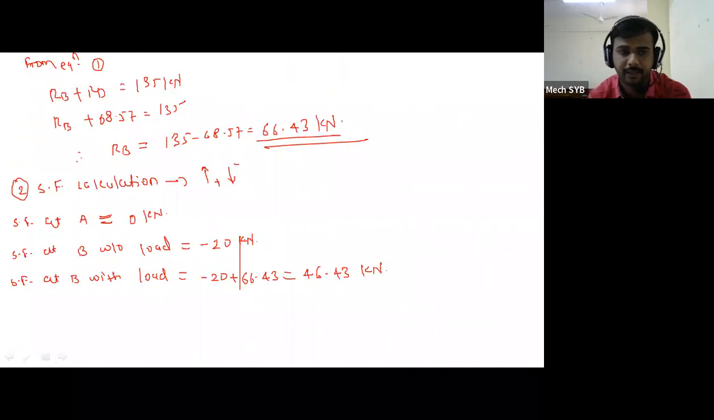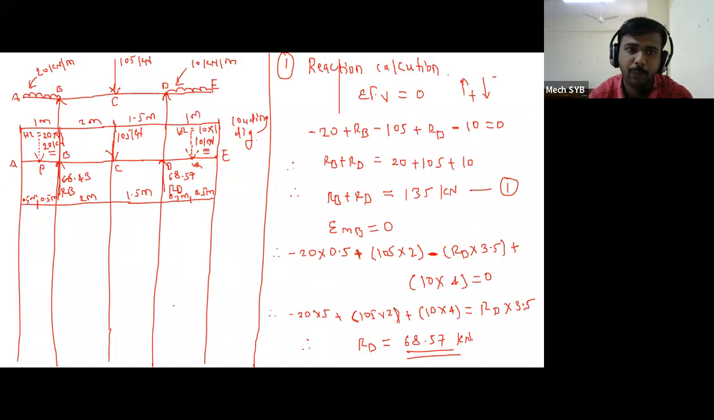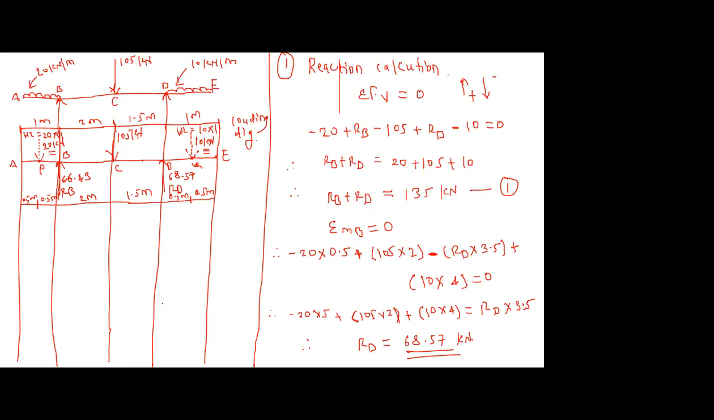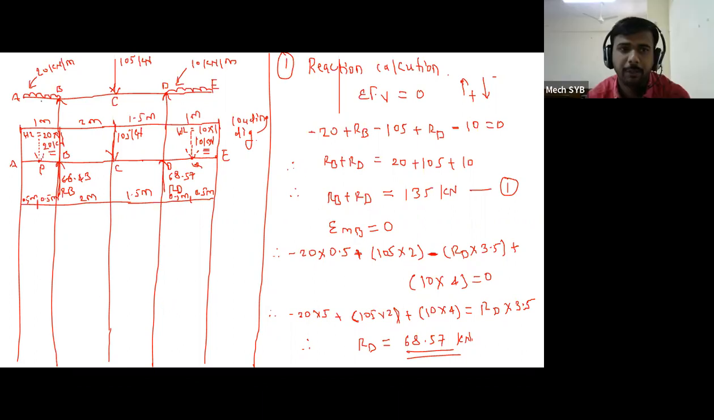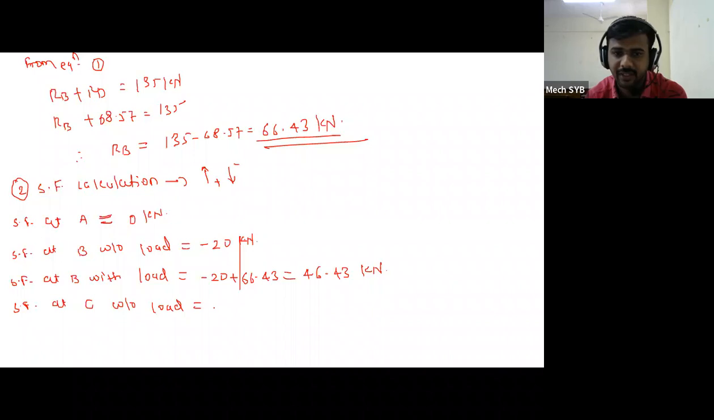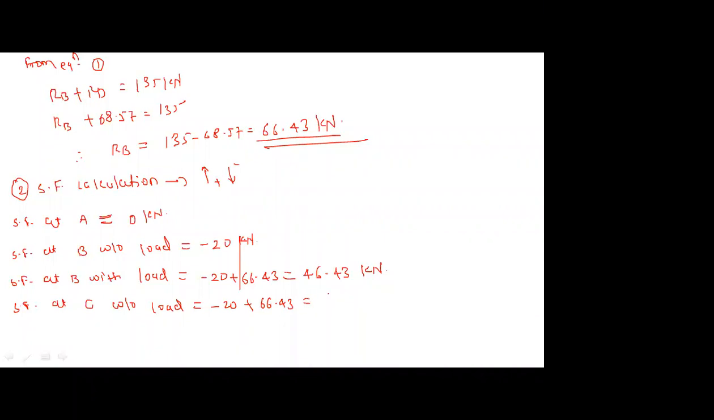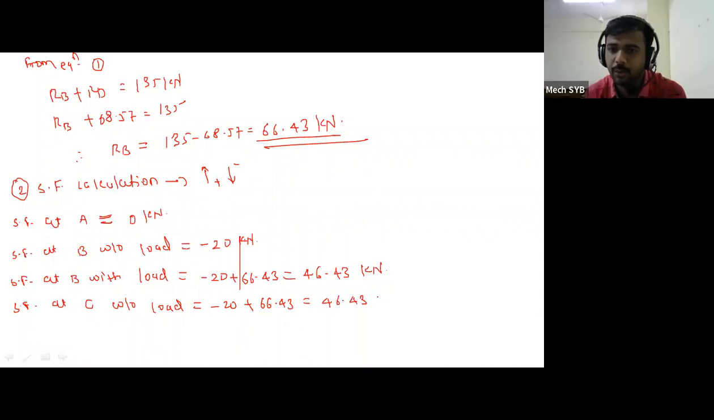Okay, now point B is over. Now point C. SF at C. Again there is a without load condition, because at point C it is subjected to the point load. Now tell me how many forces are present at the left side of the point C without load? 2. कुठले कुठले? एक म्हणजे UDL आणि दुसरं म्हणजे रिएक्शन. मग UDL चा पॉइंट लोड खाली चाललाय, रिएक्शन वर चाललाय, म्हणजे परत तेच, दॅट इज -20 प्लस 66.43 which is equal to 46.43 kilonewton.